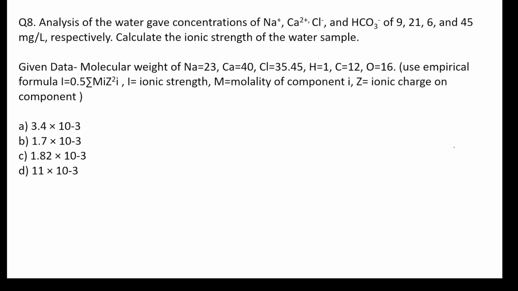We have the molecular weights and we know the empirical formula of ionic strength. I is equal to 0.5 times the summation of m_i z_i squared. Here I is ionic strength, m is the molality of the component, and z is the ionic charge on the component. So what can be the correct answer for this one?